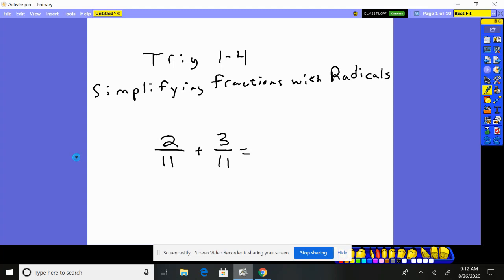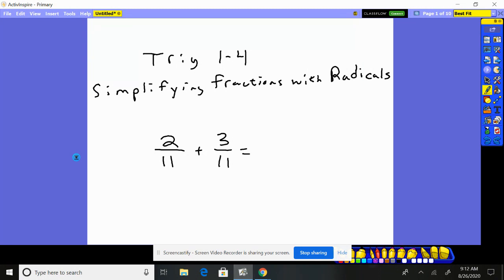All right, let's take a look at Trig Chapter 1, Section 4. What we want to do is simplify fractions with radicals. Now, before we do that, let's take a look at adding fractions. This says I have 2/11ths plus 3/11ths. So how much do you have? If you have 2/11ths and then 3/11ths, what do you have?